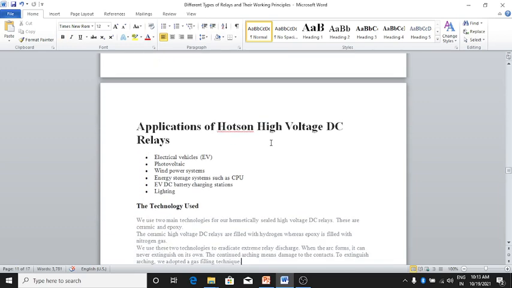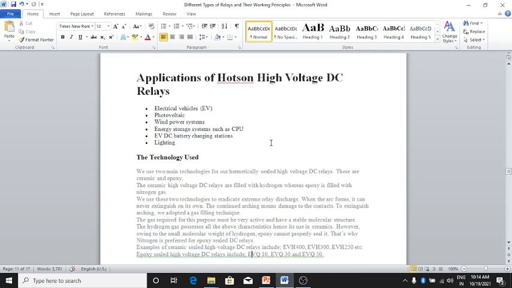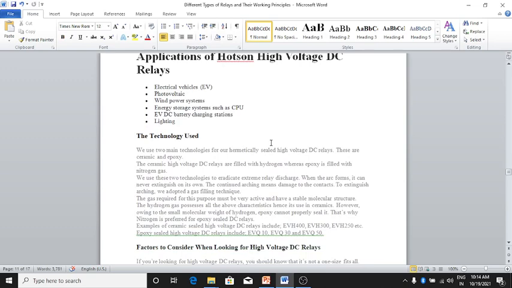Applications of high voltage DC relays include electric vehicles, photovoltaic, wind power systems, energy storage systems, EV DC battery charging stations, and lighting. Which technology is used? We use two main technologies for our hermetically sealed high voltage DC relays. These are ceramic and epoxy.